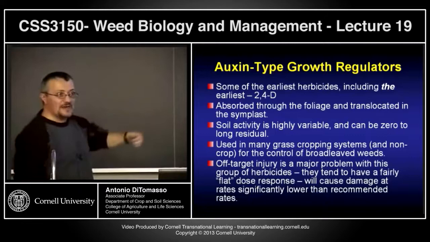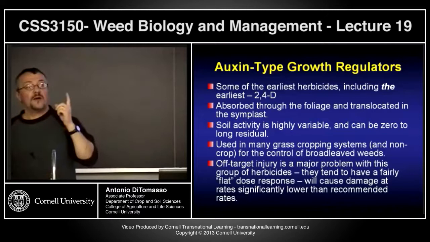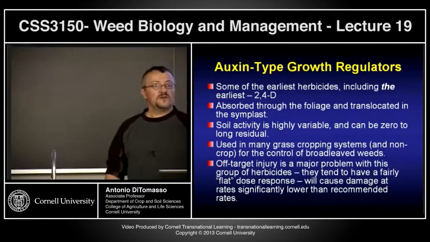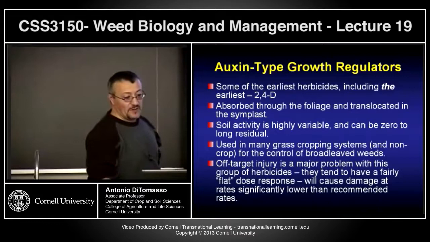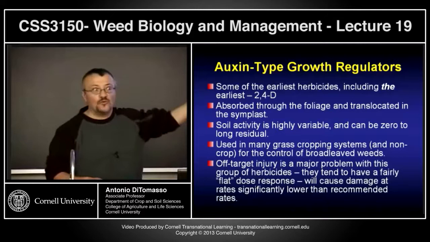I just want to reinforce some of the earliest herbicides, including the earliest, 2,4-D. Approximate time 2,4-D came out? When was that? Approximately mid-40s, early to mid-40s. Okay? 2,4-D is absorbed through foliage and translocated in the symplast. Very, very important. That's how you have to think about it. Soil activity is highly variable. It could be zero for some in this group, to they can last in soil very long.